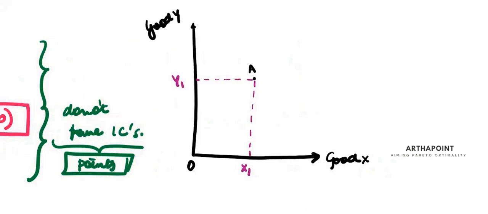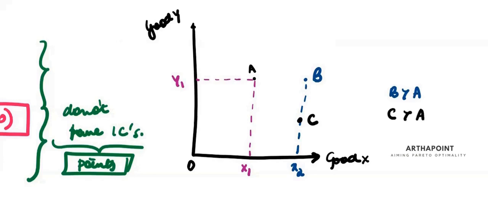Now consider any point to the right of point A. So consider a point like this, maybe a point, let's say B. Clearly B has more of good X. So we know that B should be preferred over A. Consider a point like point C. C also has more of good X. So C should also be preferred over A. Point D. D also has more of good X. So D should also be preferred over A.